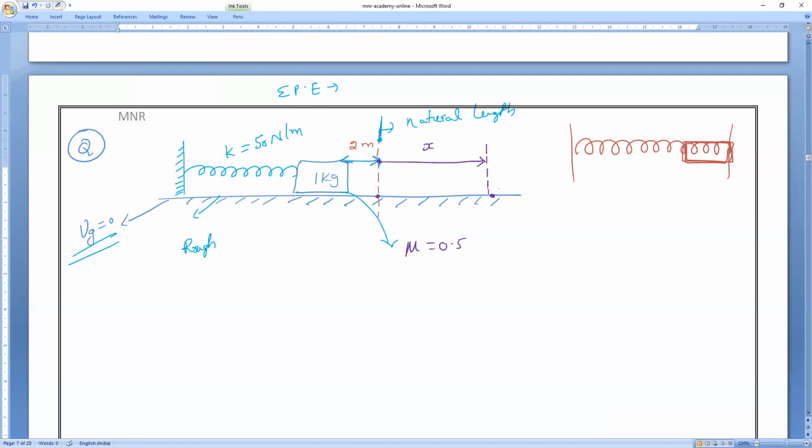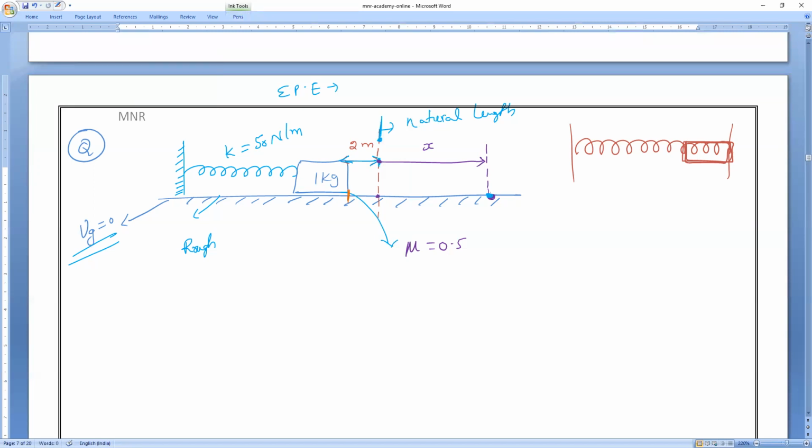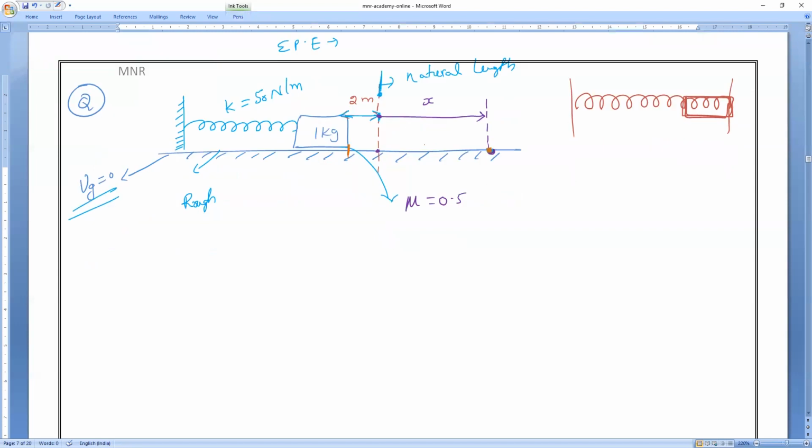If it wants to reach this point, what is the total distance it needs to travel? What is the total work done by the force? What is the distance traveled by the body? From the figure, you can observe and tell. If I am at this point and I want to reach this point, what is the total distance traveled by the body? X plus 2. 2 plus x. Am I right, everybody? Yes, sir.